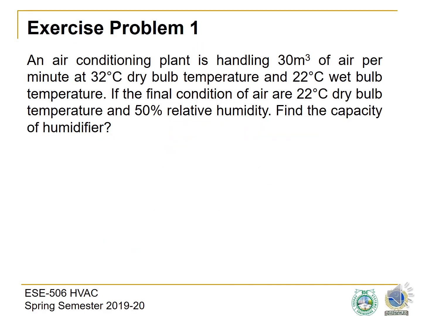Exercise problem 1. An air conditioning plant is handling 30 cubic meters of air per minute at 32 degrees Celsius temperature, that is dry bulb temperature, and 22 degrees Celsius wet bulb temperature. If the final conditions of air are 22 degrees Celsius dry bulb temperature and 50% relative humidity, find the capacity of humidifiers.